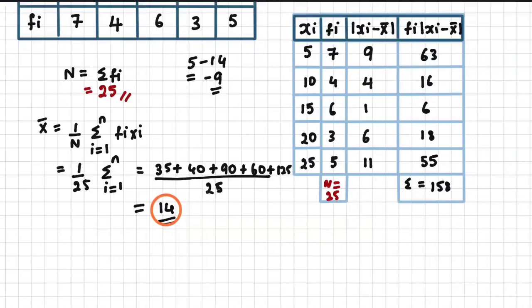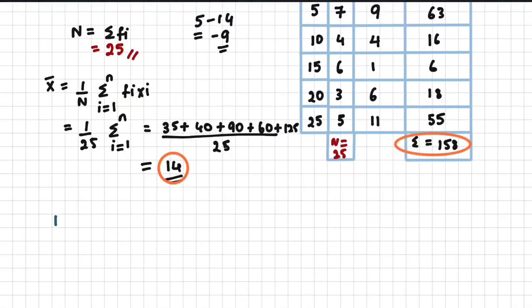To find the mean deviation, the first step is to sum all the values of Fi, and the next step is you just find the values of modulus xi minus x bar. After that you have to sum Fi into modulus xi minus x bar. So now we'll come to the important step, that is how to find the mean deviation. This is the main step here, which carries 2 marks. 1 mark for the formula and another mark for the final answer. So what is the mean deviation formula?